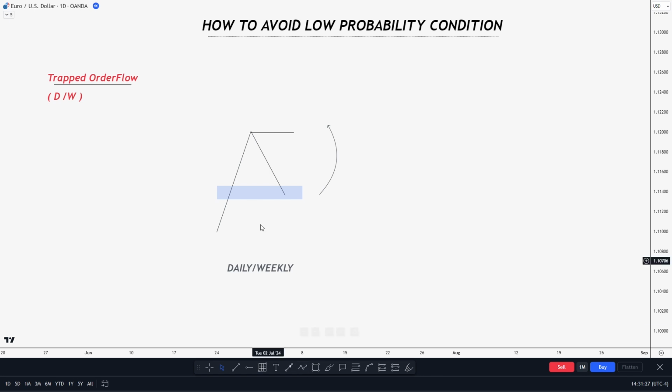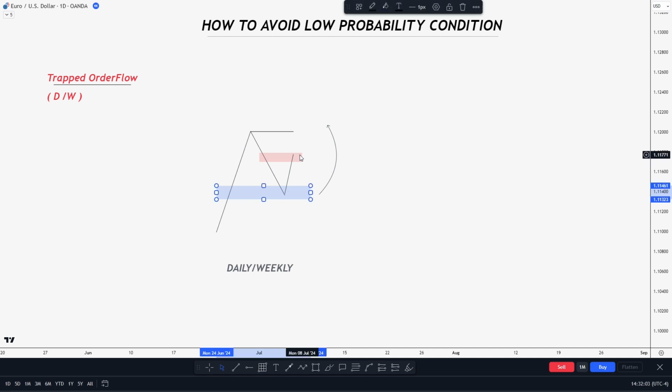But let's say the market was retracing down from this high to this low, and we created a bearish fair value gap here as well. Now you can see we have two levels. We are at a bullish fair value gap and we also created a bearish fair value gap on the same time frame. If the market gives some rejection and taps this bearish fair value gap, it's a low probability condition. This is trapped order flow because we are stuck between two price levels, and this type of condition you should avoid.